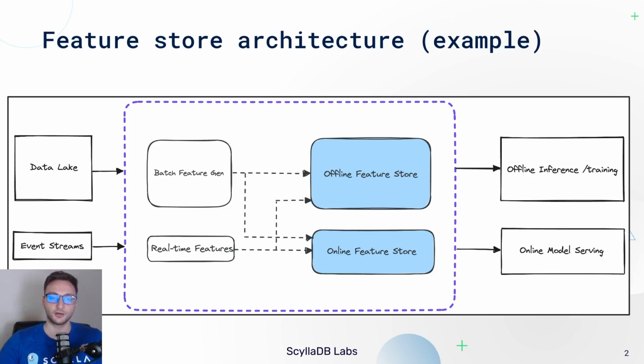If you're building a feature store, you have probably seen diagrams like this, and your specific architecture might look different, but the basic idea is that you have at least two separate databases inside your feature store architecture. You have an online feature store and an offline feature store, and you have very different requirements for each of these databases. In the case of an online feature store, you probably need high performance and low latency. As an example, you might require less than 5 millisecond P99 latency.